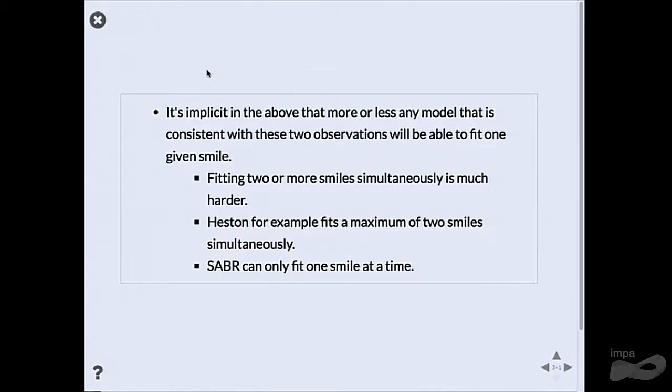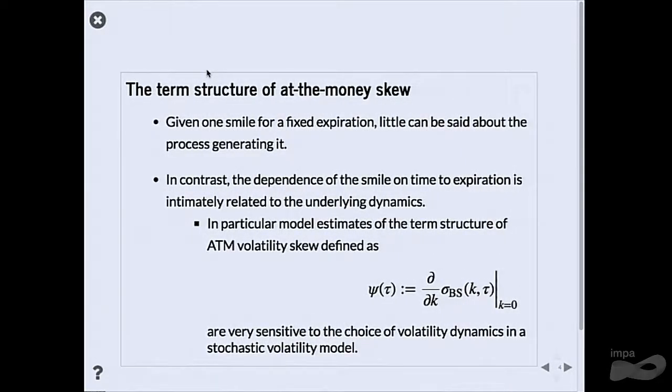I'd like to claim that rough volatility is consistent with many of these stylized facts. But conventional stochastic volatility models cannot fit several smiles at once. SABR, which is the worst case, can only fit one smile at a time. So the way it's used in practice is every expiration is a different underlying, essentially. So given one smile for a fixed expiration, little can be said about the process generating it. In contrast, the dependence of the smile on time to expiration is intimately related to the underlying dynamics.